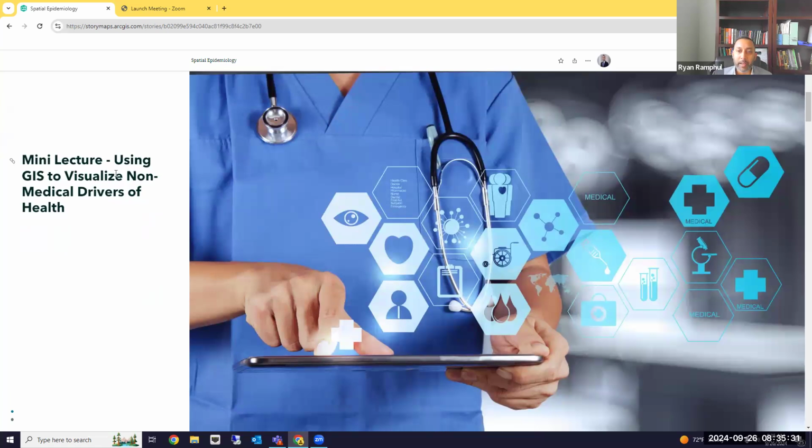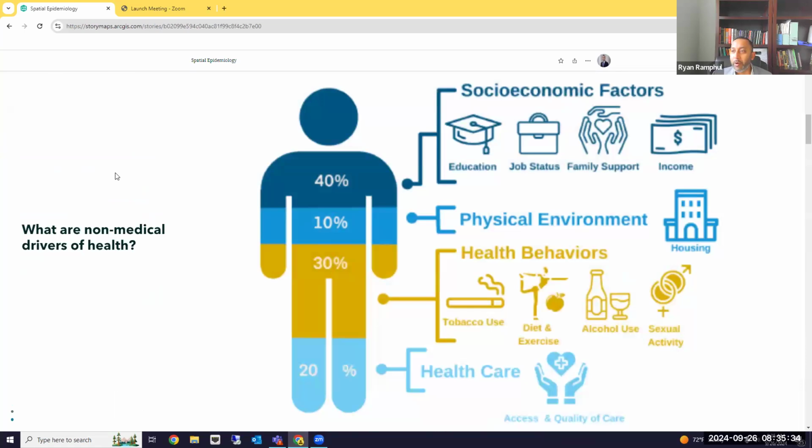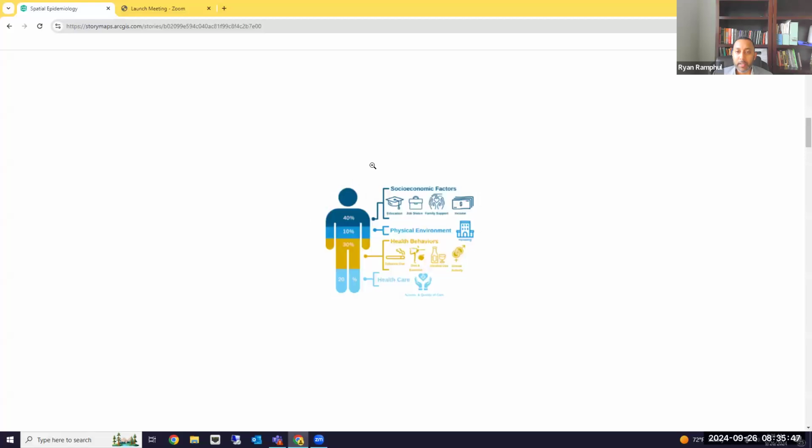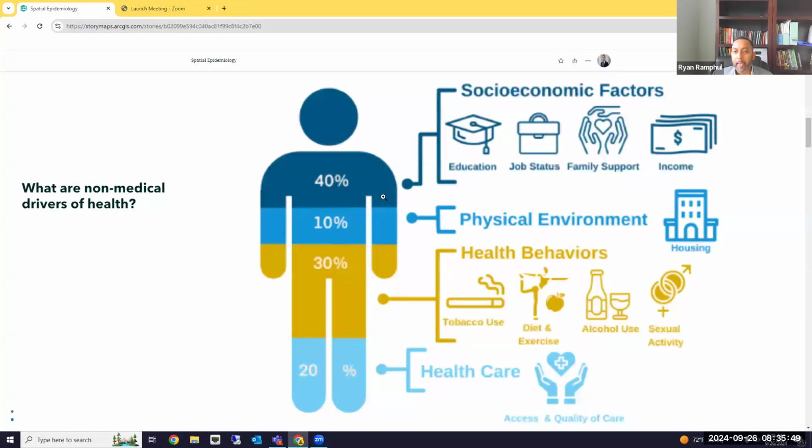I'm pretty sure everybody on this call understands what non-medical drivers of health are, but sometimes it helps to see it in graphical form. So this is a graphic from the Robert Wood Johnson Foundation. It basically indicates that, about a person's health trajectory and health outcomes, about 40% is estimated to be related to socioeconomic factors, education levels, job status, family support, income, of course. That's the largest share of what makes up somebody's trajectory.